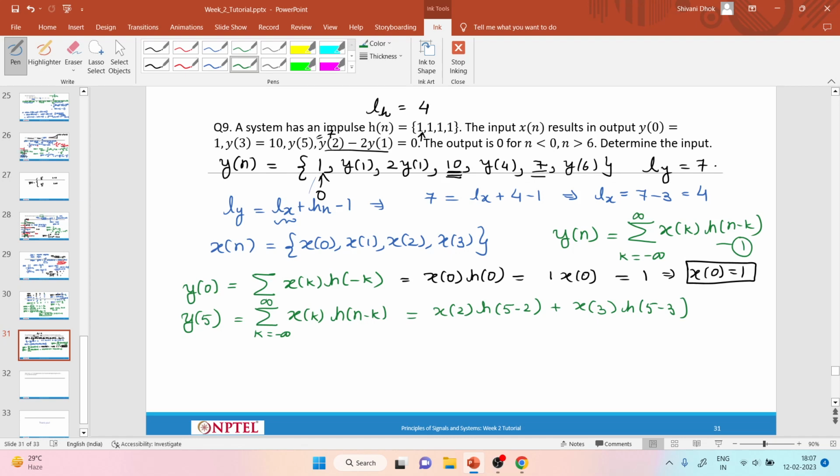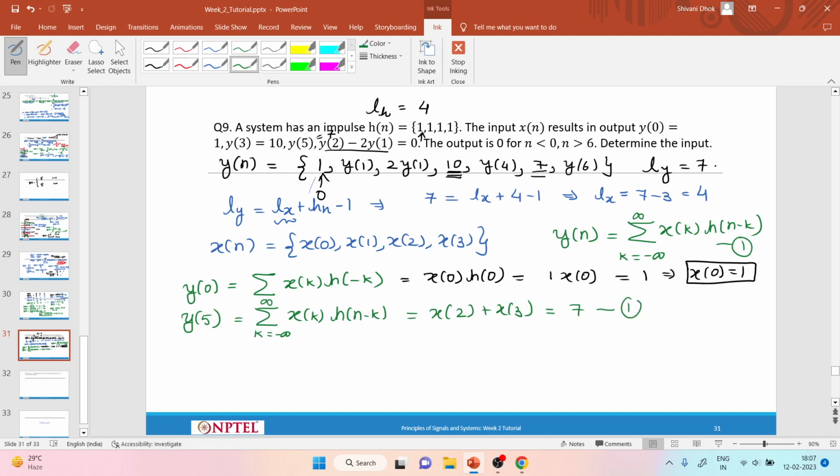And if we solve it further, we can obtain something like this. So my y of 5, if you solve it properly, I'm sorry, I'm making some mistakes. Wait a minute. No, it's okay. So it is x of 2 plus x of 3, and we have the value of y of 5 as 7.